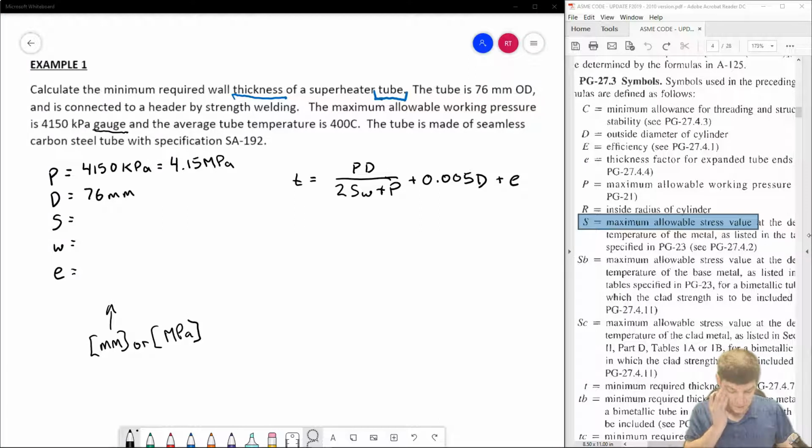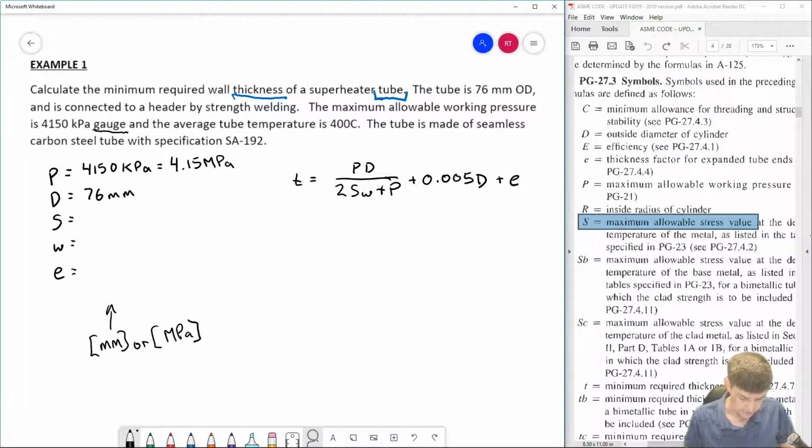Okay, so let's concentrate on S. S is the strength, and in order to find that, I'm going to need a couple of things. I'm going to need to know the tube average temperature, so 400 degrees, and I'm also going to need to know the material, SA192. And with that information, I'm going to go to my material properties in section 2, table D.